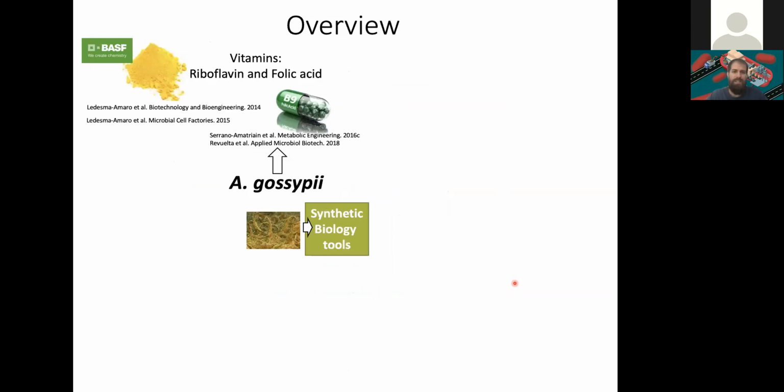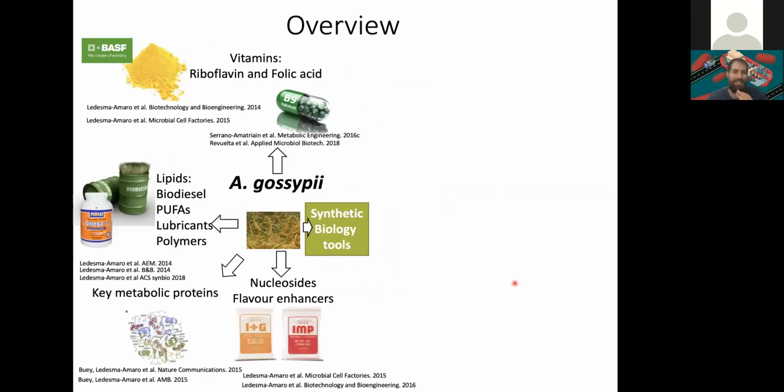So this is just a small summary of some of the projects that we have done in the last year, so you can have an idea of the kind of things I've been doing in this bioproduction field. With this filamentous fungus Aspergillus, we have been producing different vitamins such as riboflavin or folic acid. We've been producing lipid-derived compounds like the fish oil that Minos mentioned in the introduction, or biodiesel. We've also been producing flavor enhancers like guanosine and inosine.